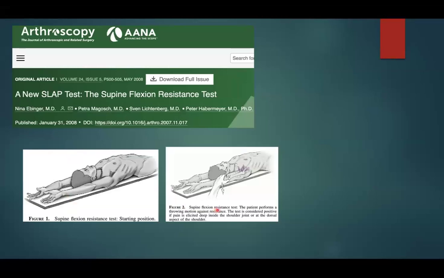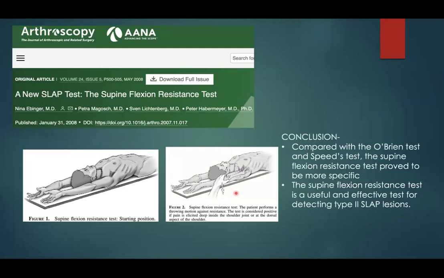The examiner is positioned adjacent to the patient on the same side as the examined shoulder and grabs the patient's arm distal to the elbow. Then the patient is asked to perform a forward flexion of the arm, as if simulating a throwing motion. The test is considered positive only if pain is elicited deep inside the shoulder joint.